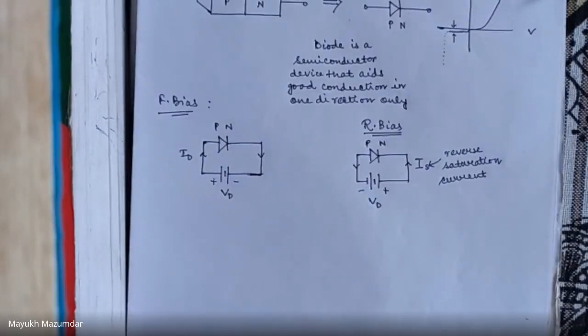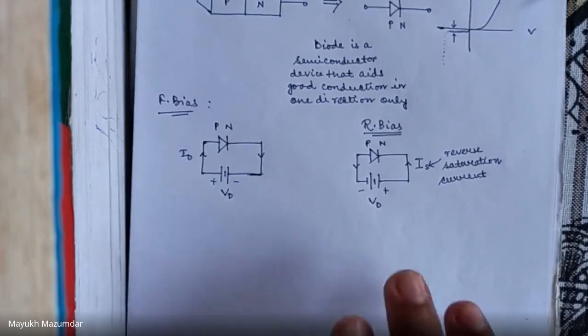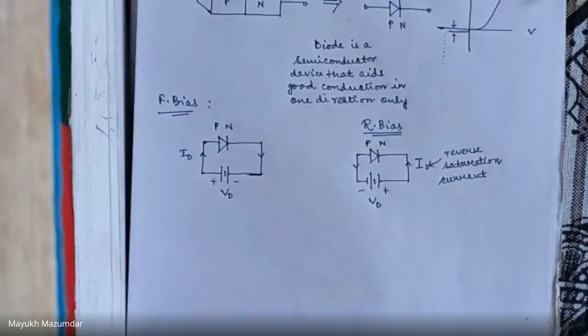And it is called saturated because it doesn't depend on the voltage that you are applying. It is solely a function of the number of minority carriers on either side and the temperature, which gives them sufficient thermal energy. Clear?